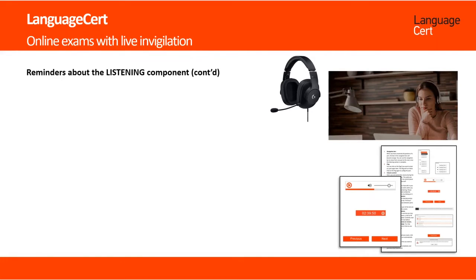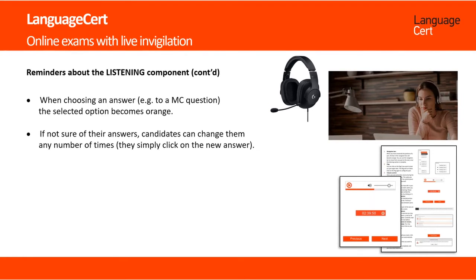Here are some more details related to the listening exam. When choosing an answer, for example, to a multiple choice question, the selected option becomes orange. Anything in orange indicates that the candidate has already answered the particular item or items. If candidates are not sure of their answers, they can change them after their initial selection. They can change their answers any number of times, and they simply need to click on the new answer.